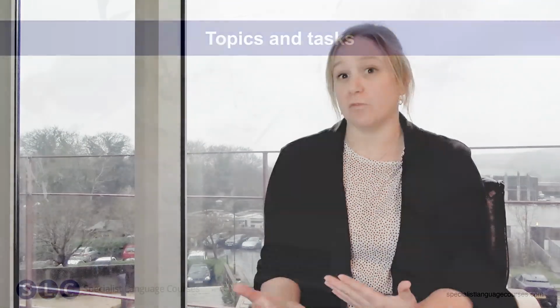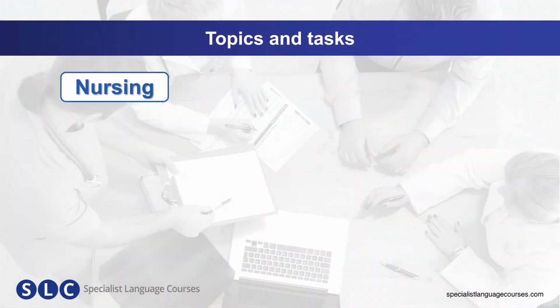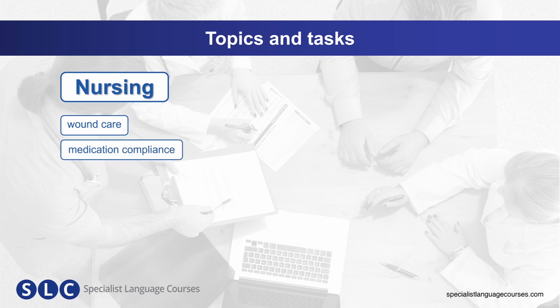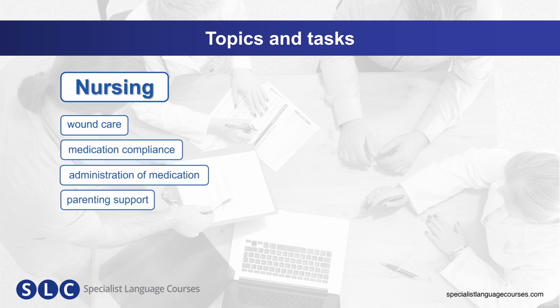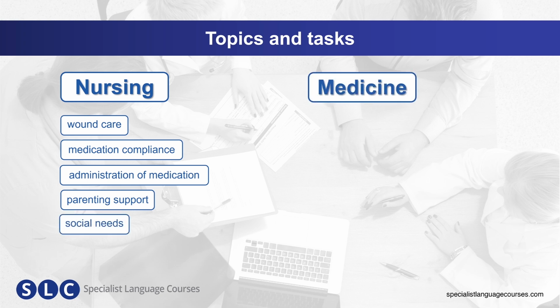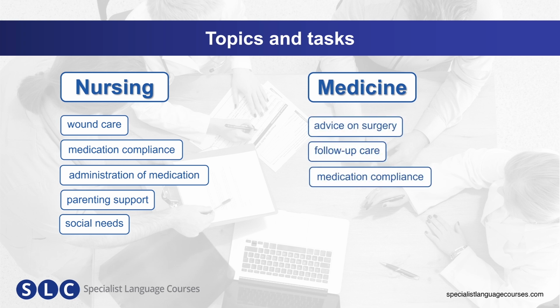Again, there is no list of topics for the OET writing paper, but you could be asked to write about some of the following. For nursing, topics could be about wound care, medication compliance, administration of medication, parenting support, or perhaps even social needs. And for medicine, it could be advice on surgery, follow-up care, medication, tests, a diagnosis or management of a condition.